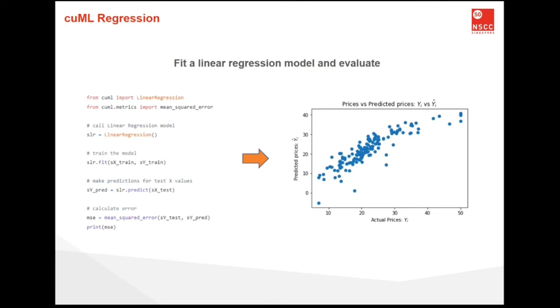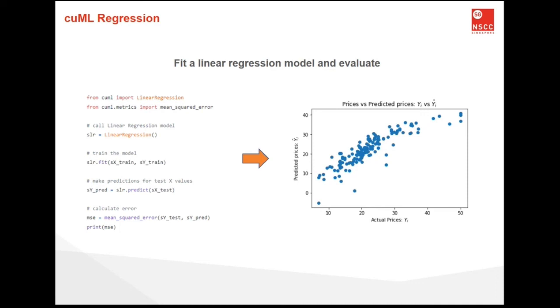We are ready to implement the linear regression model now. We set the column house price as the dependent variable y, and the other attributes as independent variables x. For scikit-learn, we will import the linear regression function, fit the model on our training data, make predictions, and then calculate the mean squared error. The same functions are already integrated in the cuML library.